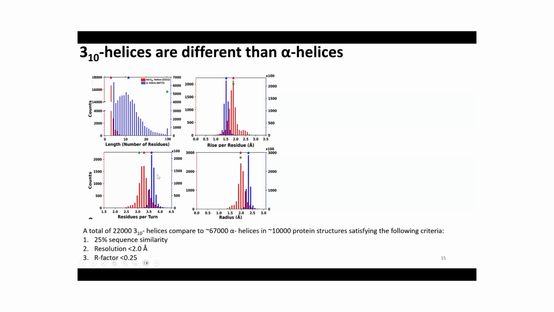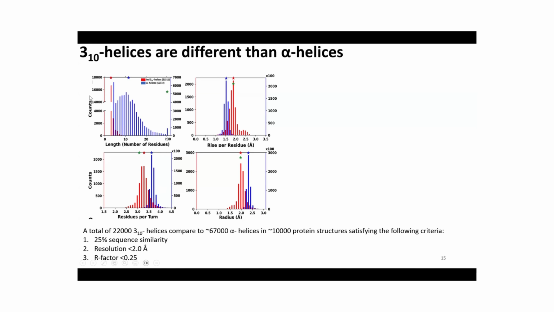So we found that for 310 helices, as this chart shows, these 310 helices are really different from the alpha helices. The 310 helix has 3.1 residues per turn. So we were happy with 6 residues per repeat, a 6 residue repeat. And the radius is also significantly different. What we are showing here is that 310 helices are thinner than the alpha helix.